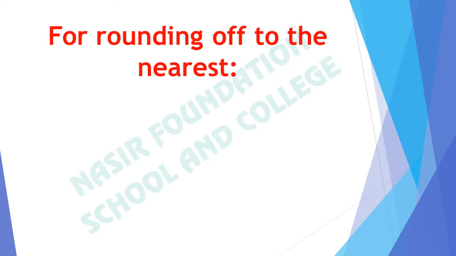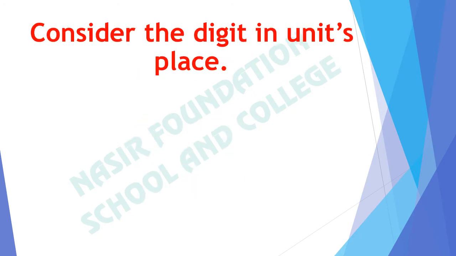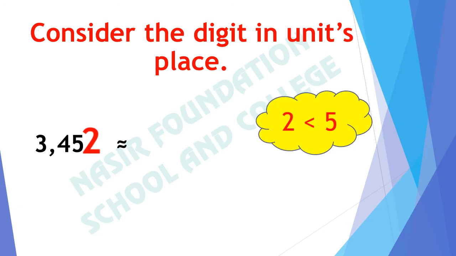For rounding off to the nearest 10, consider the digit in units place. As we have the number 3452, the digit in units place is 2, and 2 is less than 5. It means we will write the number 345 as it is, as we are going to round off this number to the nearest 10. We will write 5 as it is, and instead of 2 we will write 0 here.